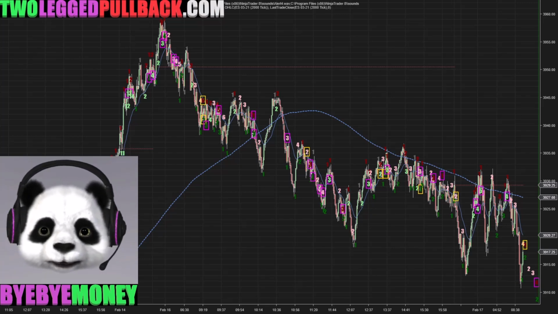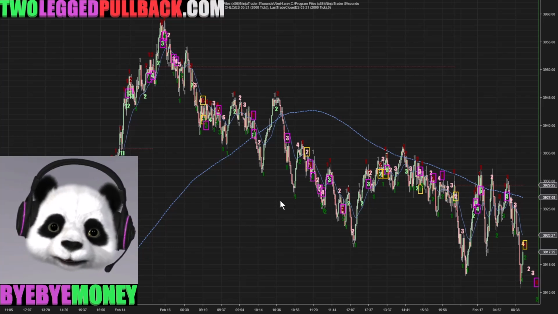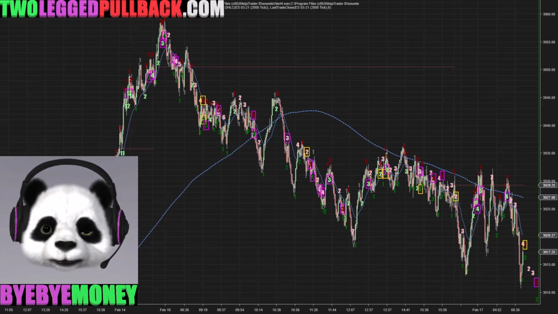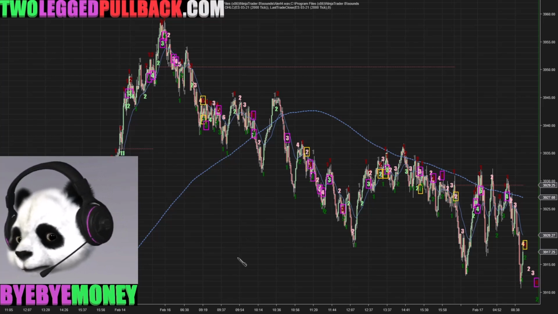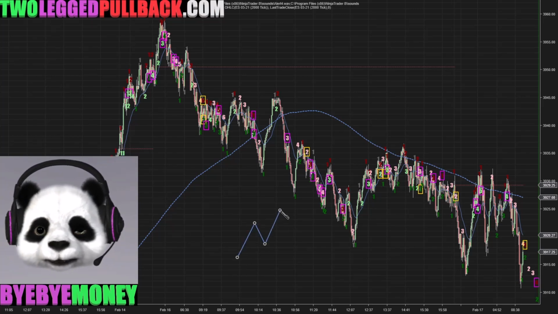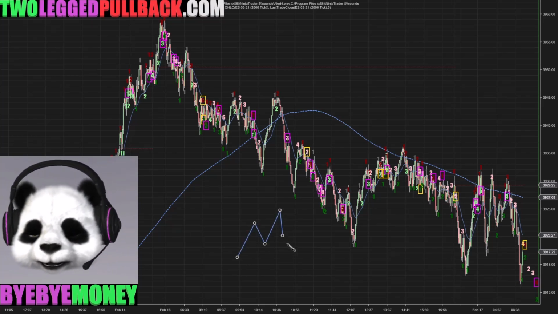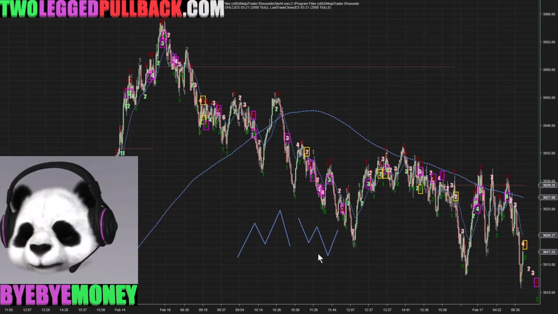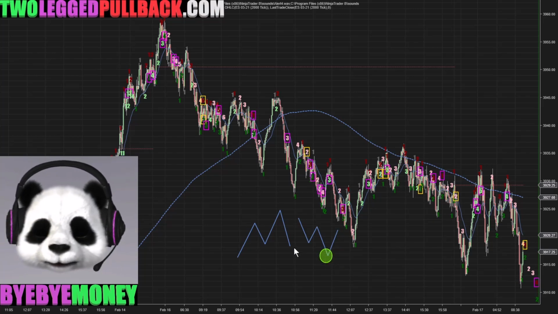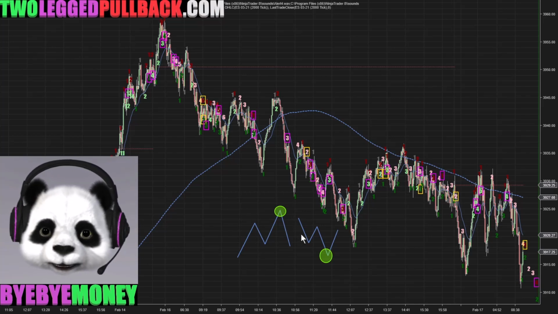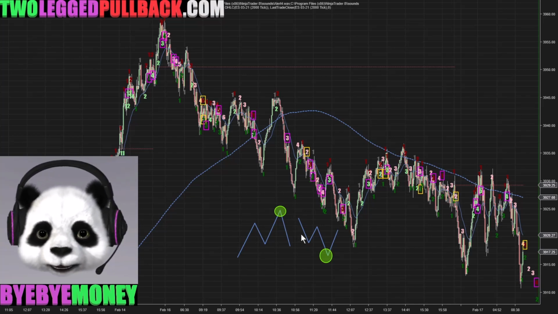If you don't know what the two-legged pullback is, simply it is a pattern that looks like this. This is the two-legged pullback. We call this a first pullback, first entry, second pullback, second entry, and also an A, B, C pattern, and second entry. We like to enter here on the second entry. We like to find this setup in key areas such as support, resistance levels, and moving averages.